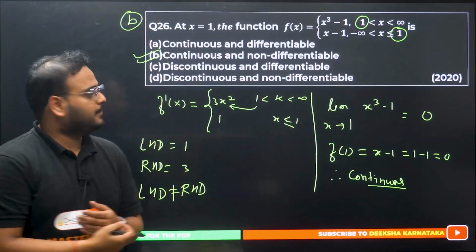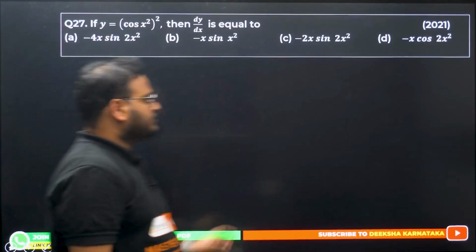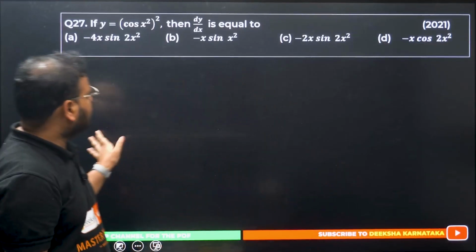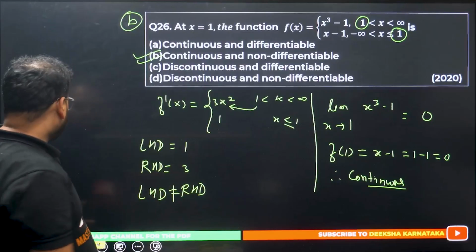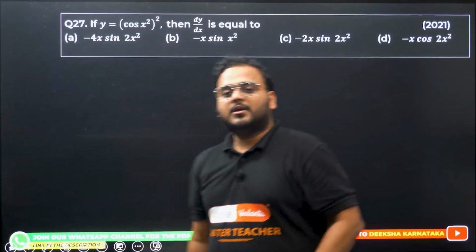It's again a PYQ from 2020. Let's move on to question number 27. This was clear, right? This was very clear. Okay. So question number 27 now, again another PYQ from year 2021.